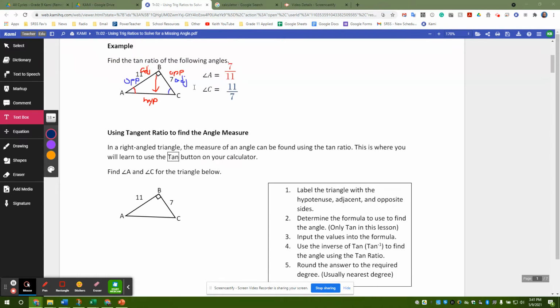So you'll notice here we have our ratios that we found in the previous video that are up just a little higher in your notes. These ratios can help us to find the measure of the angle. Okay, they can help us to find the measure of the angle.